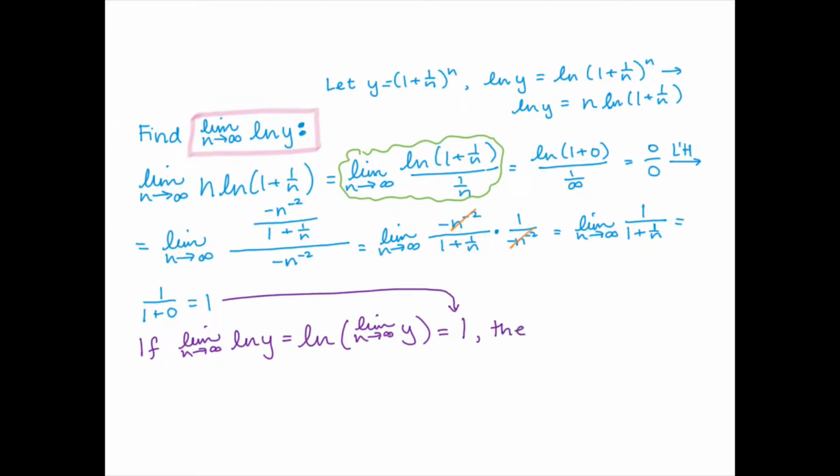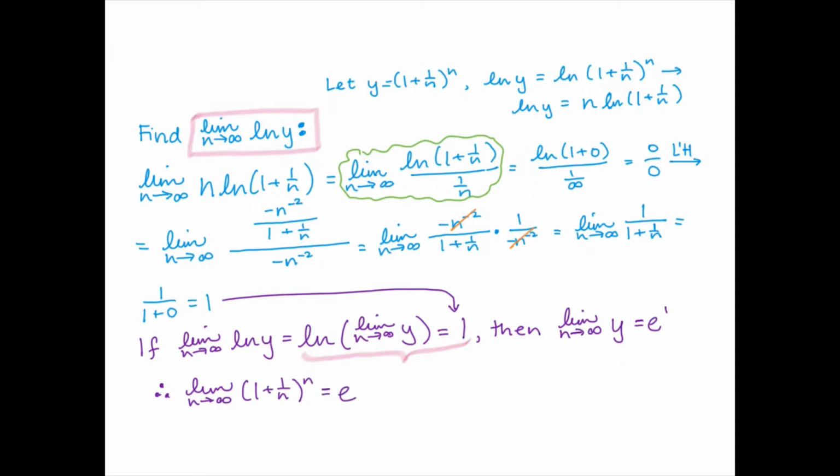then by changing this expression into exponential form, we get that the limit as n approaches infinity of y is e to the 1. So what was our goal here? It was the limit as n approaches infinity of y, and y was 1 plus 1 over n to the n, equals e.